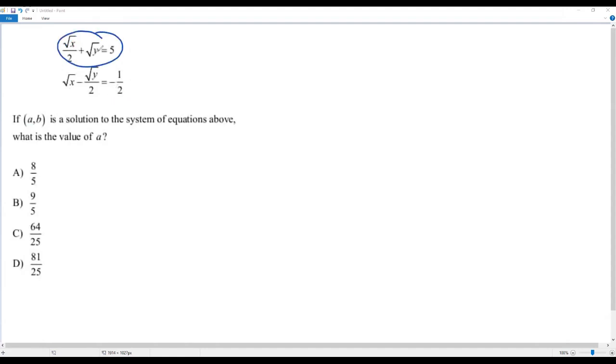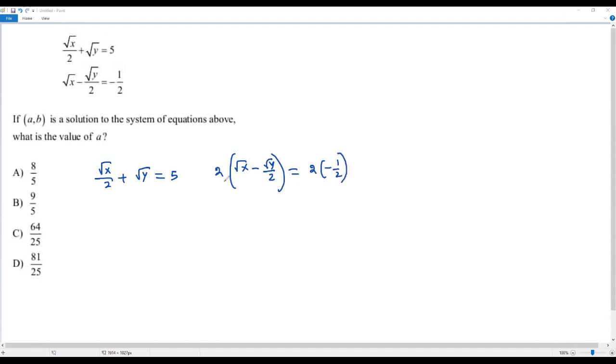Okay, now let me take the first equation as it is. That is square root of x over 2 positive square root of y equals 5. Now let me multiply the second equation by 2, on both sides. That is 2 times square root of x negative square root of y over 2. On the right side, 2 times negative 1 over 2. Here let's distribute this 2 to the square root of x and this negative square root of y over 2. Then we get 2 times square root of x, negative 2 times square root of y over 2.